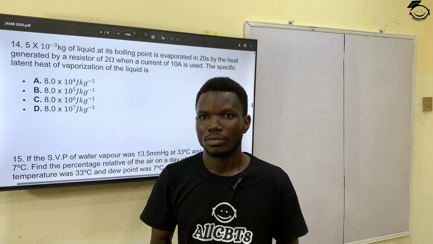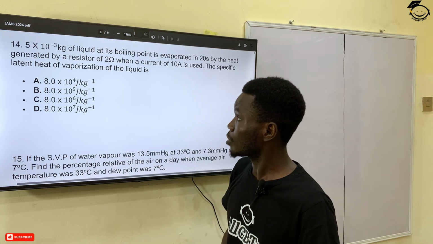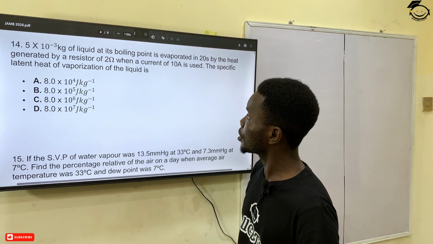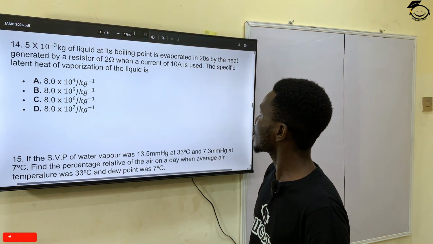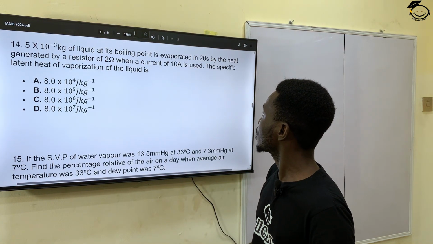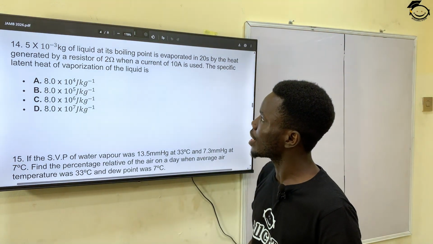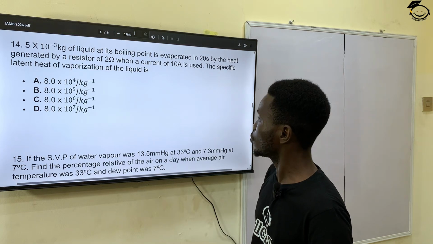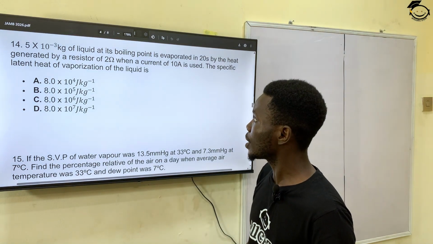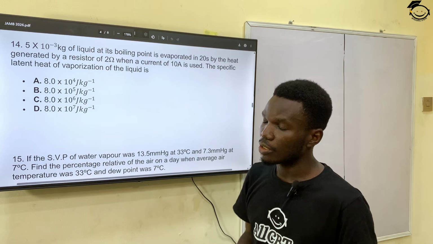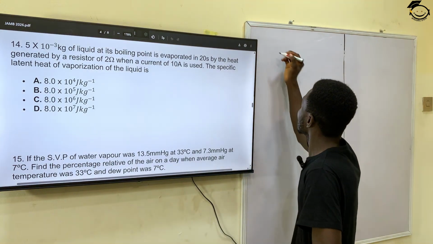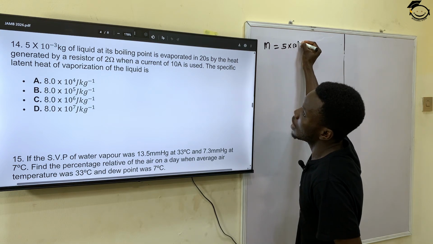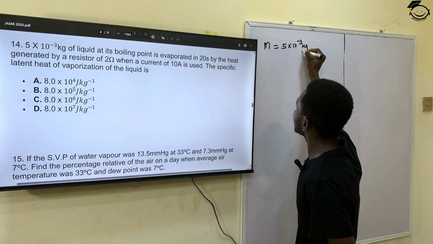Moving on to the next question, which is question number 14, it says 5 times 10 raised to power minus 3 kilogram of a liquid at its boiling point is evaporated in 20 seconds by the heat generated by a resistor of 2 ohms when a current of 10 ampere is used. The specific latent heat of vaporization of the liquid is dash. So in this question, we are given the mass as 5 times 10 raised to power minus 3 kilogram.